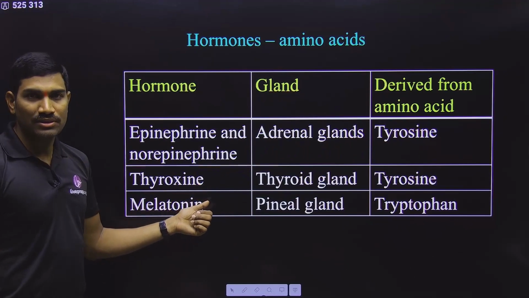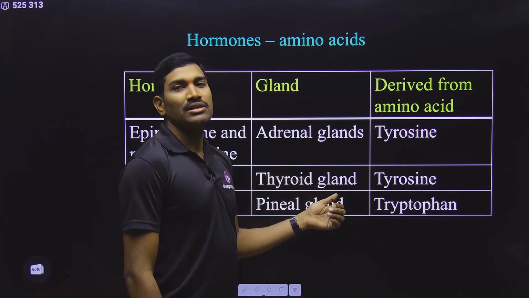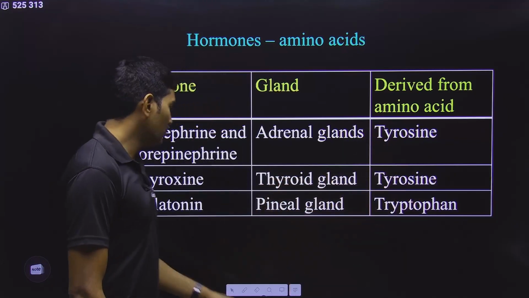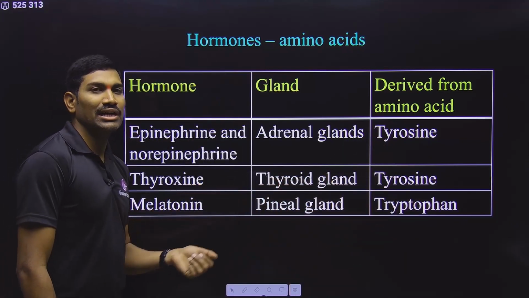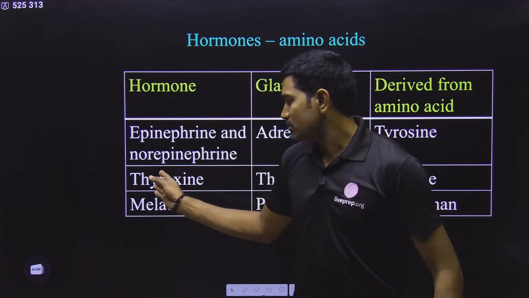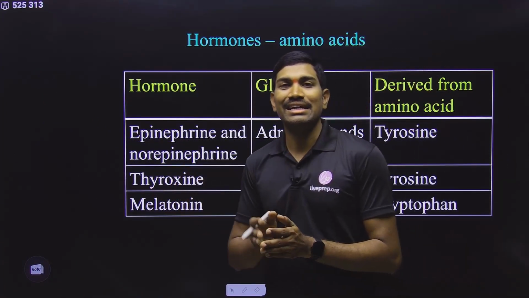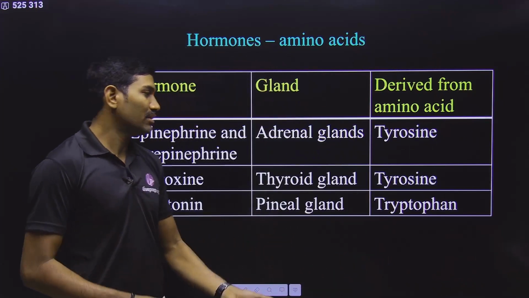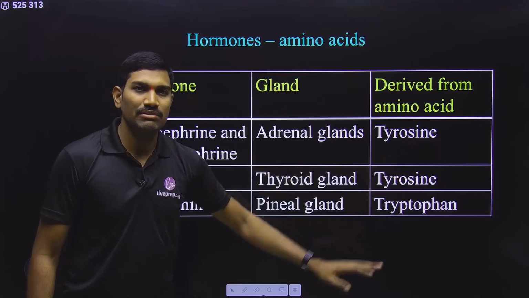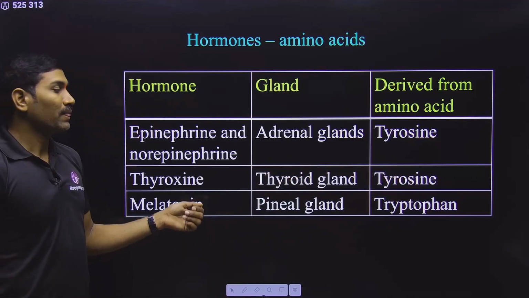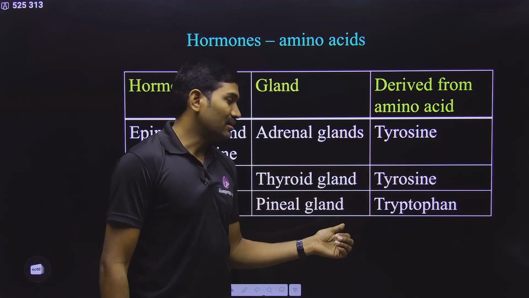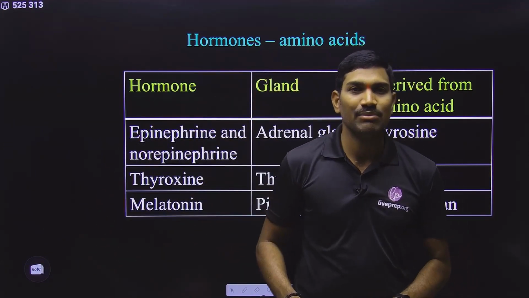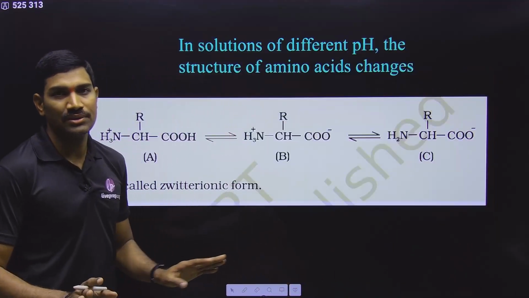Next one, thyroxine. Thyroxine is produced from thyroid gland, and it is also produced from tyrosine. From the tyrosine amino acid only it is produced. And from the thyroid gland you are studying about T3 and T4, right? So this one only, this is the T4. Here T3 is triiodothyronine, T4 is tetraiodothyronine. Both of them are derived from tyrosine amino acid only. So please remember this one. Next one is regarding melatonin. Melatonin is produced from the pineal gland, and this is produced from tryptophan amino acid. This table is very important for examination, so please remember this. This is interlinked information. Clear?